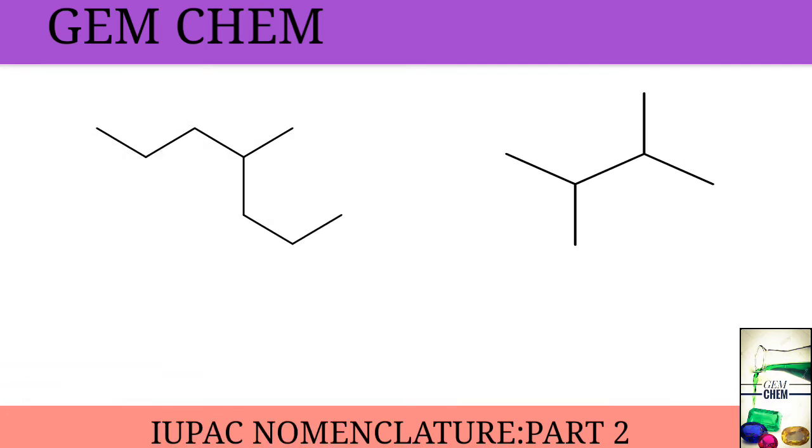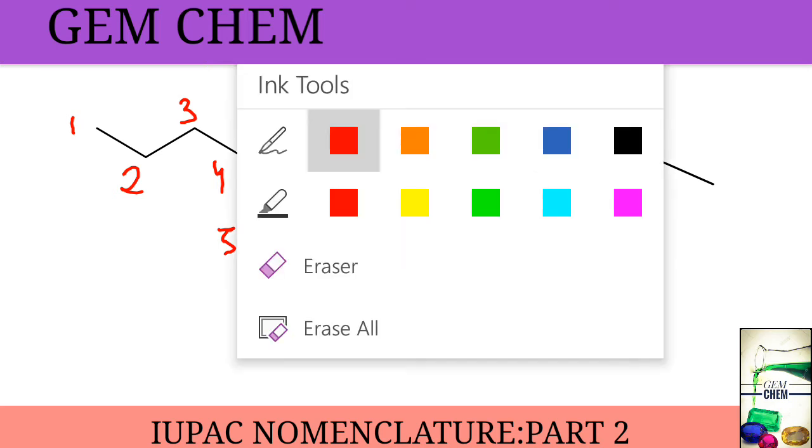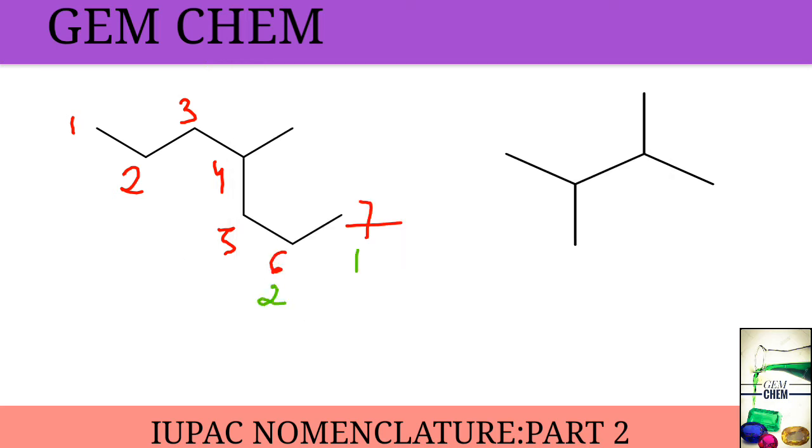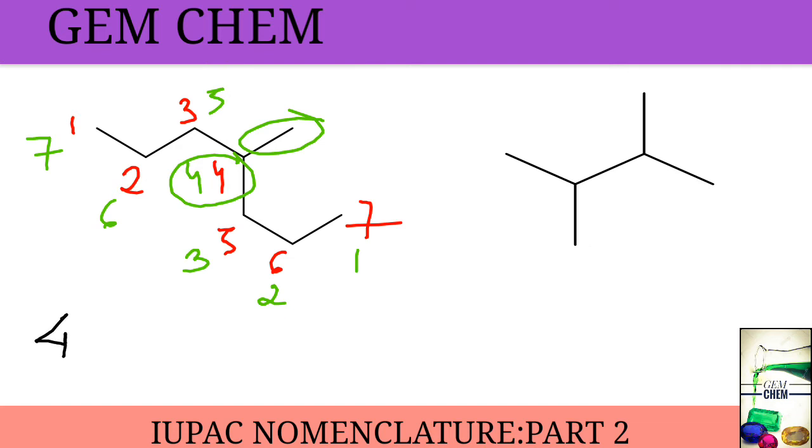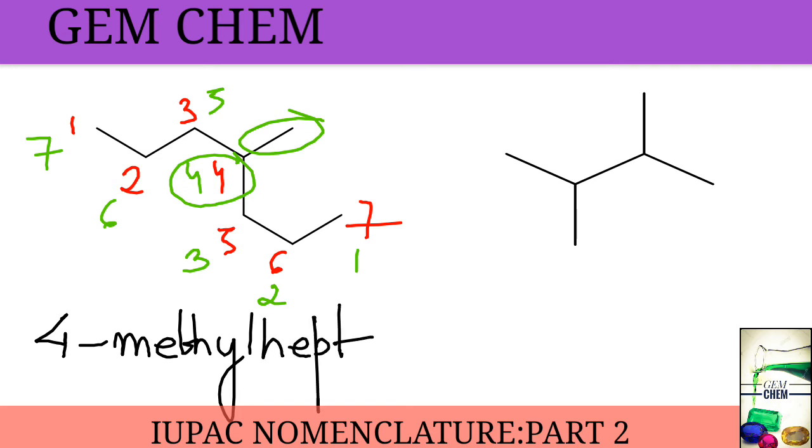Though it looks a little bit complex, it is easy. 1, 2, 3, 4, 5, 6, 7. This is our longest chain, or we can write it as 1, 2, 3, 4, 5, 6, 7. So in both cases our substituent, that is this methyl, is getting number 4, so we have no problem with that. So we can write 4-methyl, since it has 7 carbons, heptane, right.